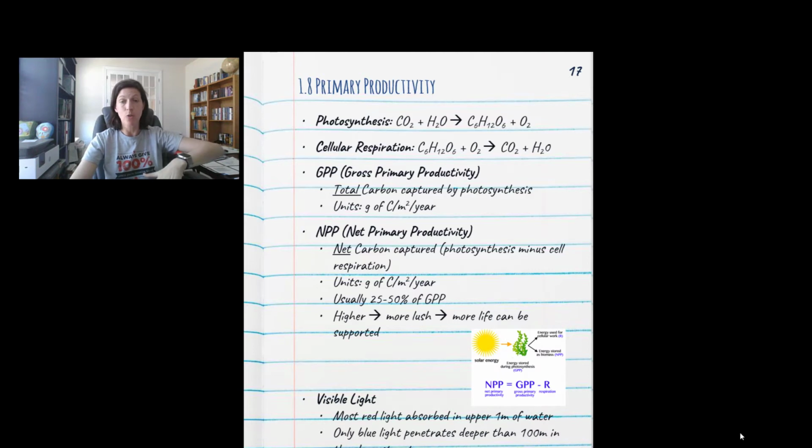Now, deeper down into the ocean, only blue light can get that far. And that can go deeper than 100 meters in the clearest of waters. So you would imagine that organisms that are deeper into aquatic ecosystems will be absorbing probably the blue light rather than the red light in order to do their photosynthesis. So photosynthesizers in aquatic ecosystems have adapted mechanisms based on where they are in depth in the water and what type of visible light they're getting. And that is primary productivity.